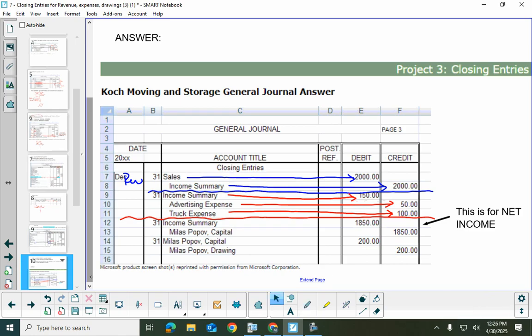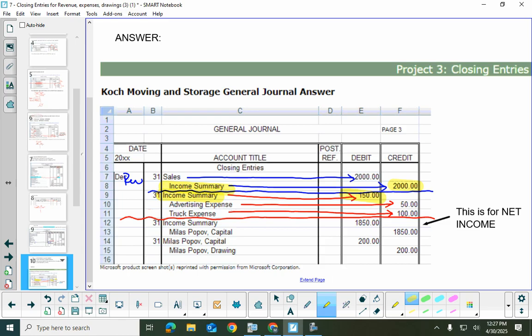Then we have to close out income summary. So if you just do a quick look here, just look here. So we got income summary here and income summary here. So right now, income summary has a credit of 2,000 and a debit of 150. So right now, the balance in income summary is 1,850. And it's 1,850, so the credit column is 2,000, the debit column is 150. So I have to credit 1,850 so that I would have 2,000 in this column and 2,000 in that column.